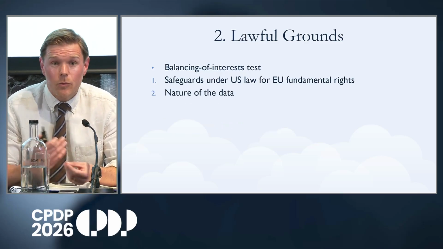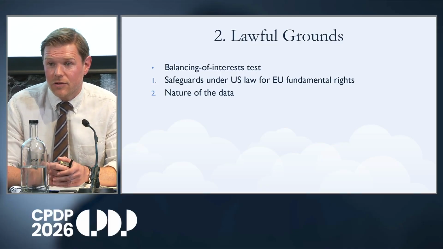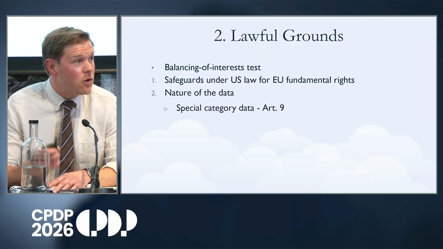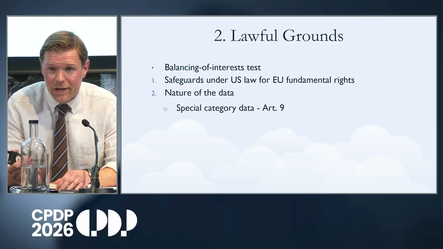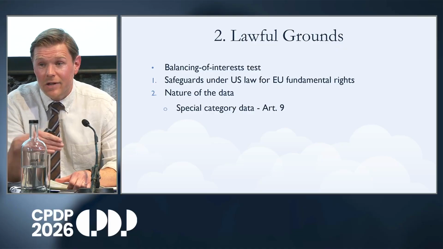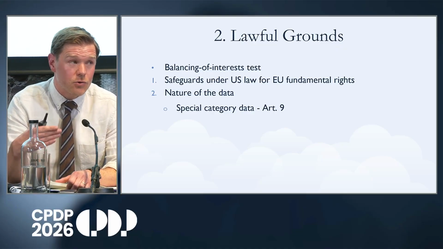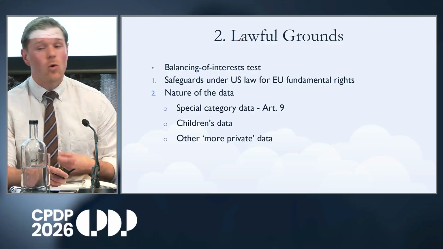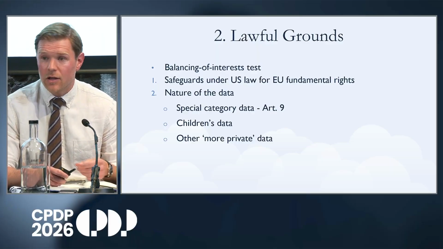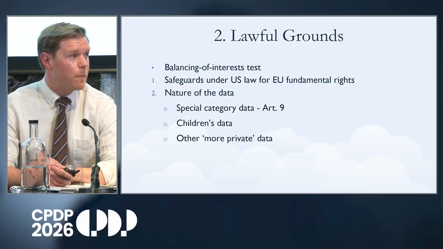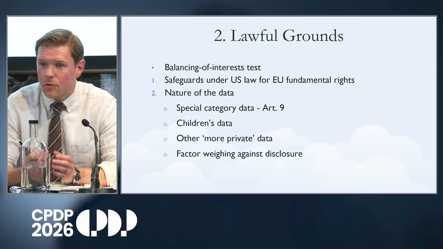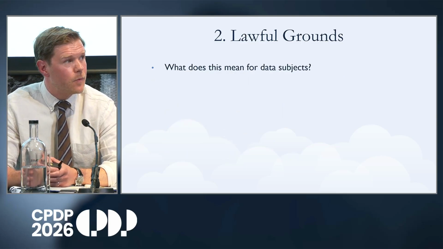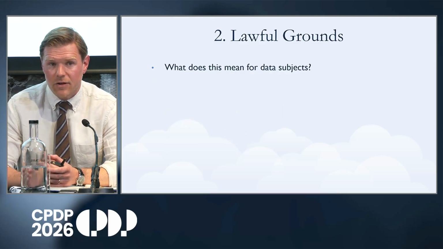Against that, on the other side, we need to weigh the nature of the data to be disclosed. And so a cloud provider can do this. They can look at the data before disclosing them and look, for instance, whether they contain special category data, in which case they'll also need to meet the more stringent requirements of Article 9. They can also look to see whether they'll be disclosing children's data or other categories of more private data, such as financial or location data. In all of those cases, the presence of those more sensitive types of data would be a factor weighing against disclosure.